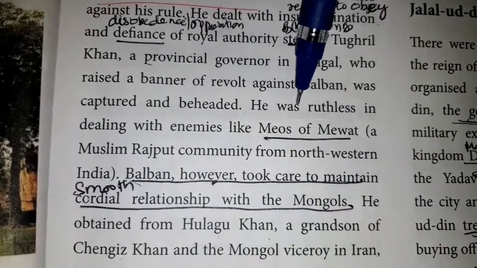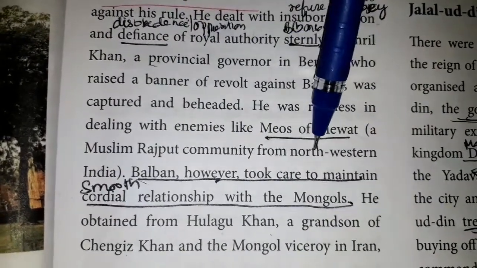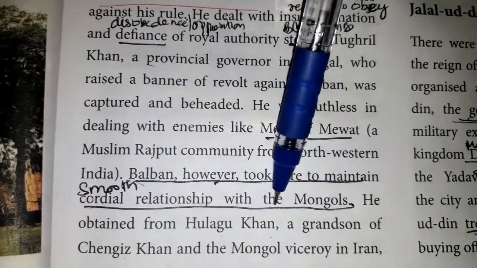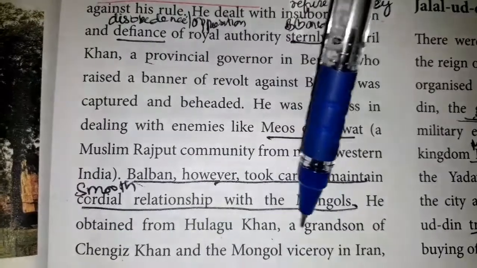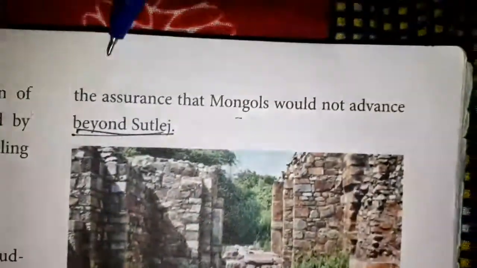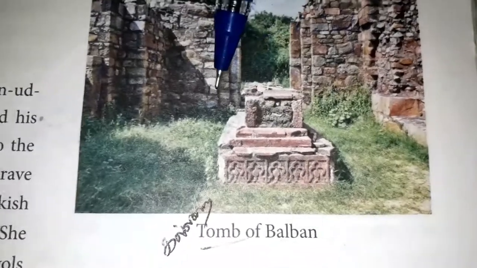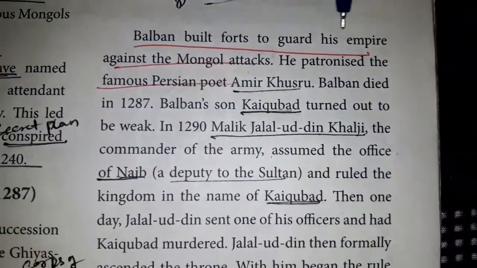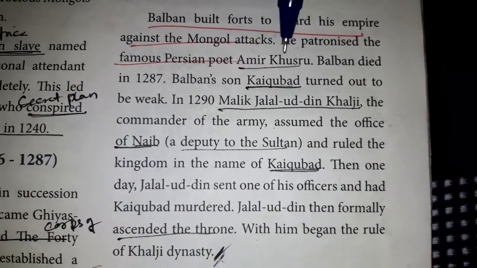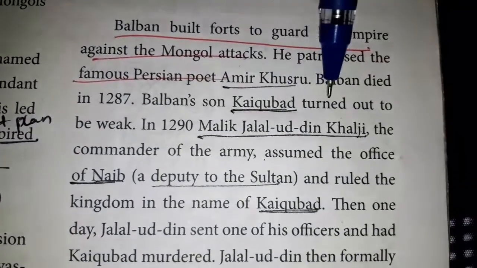This Balban was ruthless in dealing with enemies like Meos of Mewat, a Muslim Rajput community from northwestern India. Balban, however, took care to maintain cordial, smooth relations with the Mongols. He obtained from Hulagu, a grandson of Genghis Khan and the Mongol viceroy in Iran, the assurance that Mongols would not advance beyond Sutlej. See the tomb of Balban. Balban built forts to guard his empire against the Mongols' attack. He patronized the famous Persian poet Amir Khusru. Balban died in 1287.